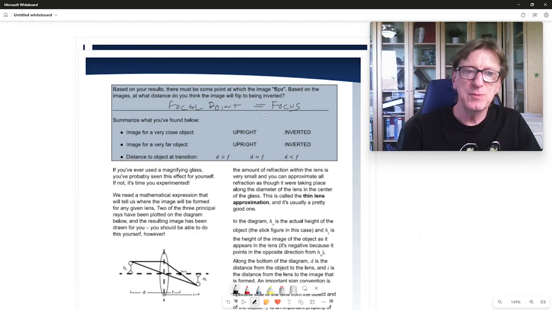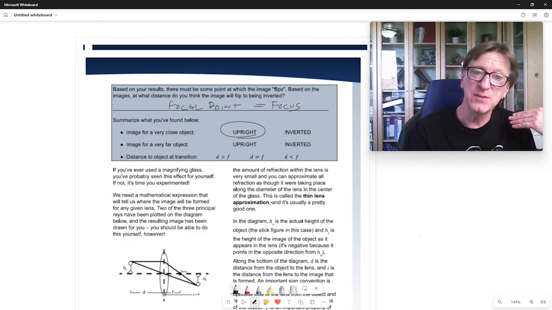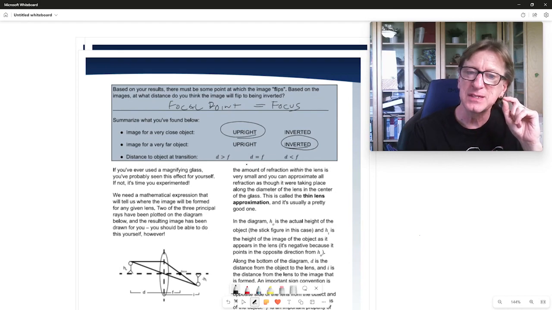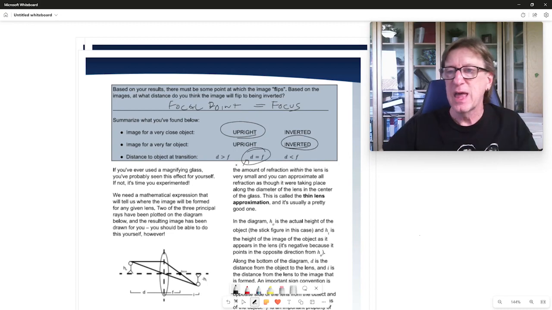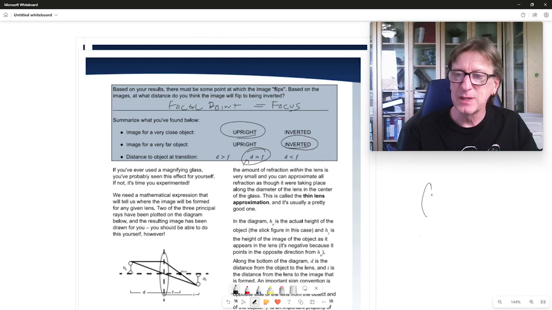So let's summarize what we've had. What does the image look like for an object that's very close to the lens? It's going to be upright. And if it's very far away, if it's outside the focal length, it's going to be inverted. The distance at which it flips, and D is going to be our distance to the actual object, that's going to flip at the focal point. So F, remember, we defined to be our focal point. So here's my lens. When the light rays come in, they get focused. That distance right there is going to be F. And of course, I have one on this side as well.